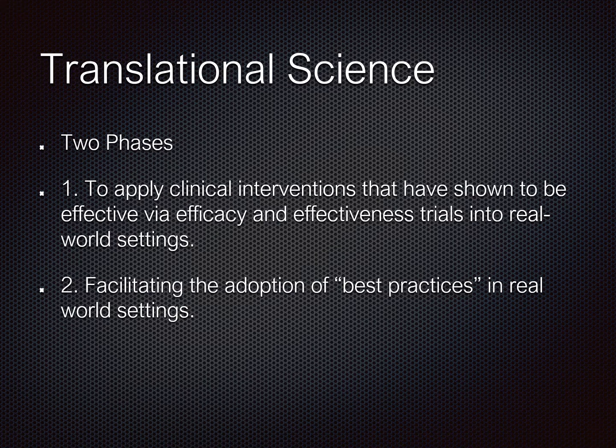So there are 2 phases to translational science that we'll talk about and that your readings describe. The first is phase 1 is to apply clinical interventions that have shown to be effective via efficacy and effectiveness trials into real-world settings. And remember, the difference between efficacy and effectiveness in a very basic way is that the efficacy studies are conducted in a laboratory, highly controlled environment. Effectiveness trials are usually conducted within the community or area in which that intervention would be utilized. The second phase of translational science is to facilitate the adoption, so the uptake and sustained utilization of those best practices in real world settings.